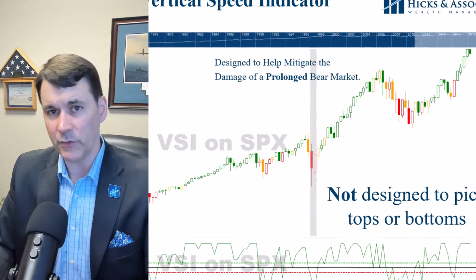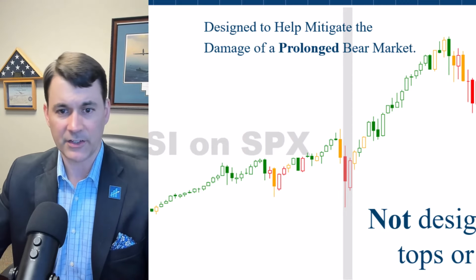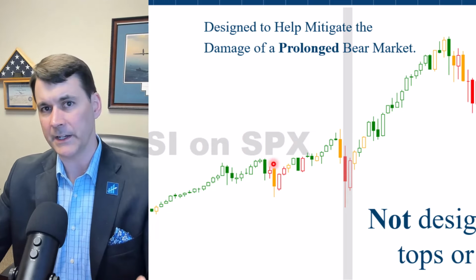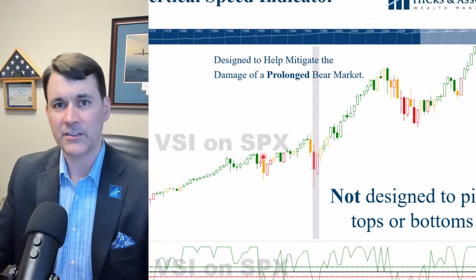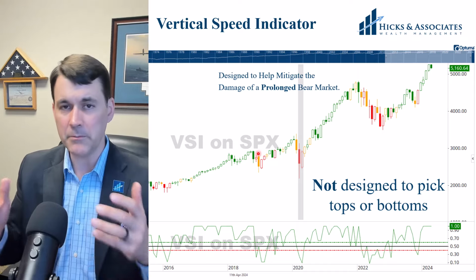Matter of fact, if we zoom in a little bit, you can see exactly what I'm talking about, because you'll see at the turns, the market begins to turn over before I get a red or a yellow light. That is designed on purpose, because when we are trend following, when we're trying to get the meat of a move, you're going to have to tolerate some movement in the stock market. What we're trying to accomplish with this is to mitigate the damage of a prolonged bear market. That is our VSI, and that is one of the tools that we use to help us determine how we should allocate client assets.